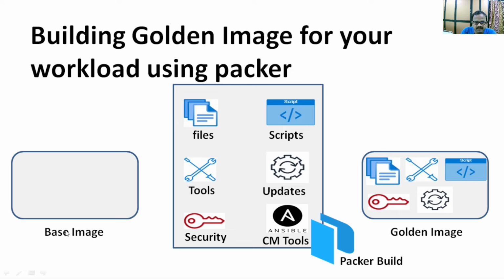So once we pull the base image and run this packer command, the output will be the golden image, in which you can see files are a part, tools are a part, scripts are a part, and security elements are also part of this golden image. So irrespective of the end cloud, if we spin up an instance with this golden image, all these things will come by default. This is what packer is doing at a higher level.